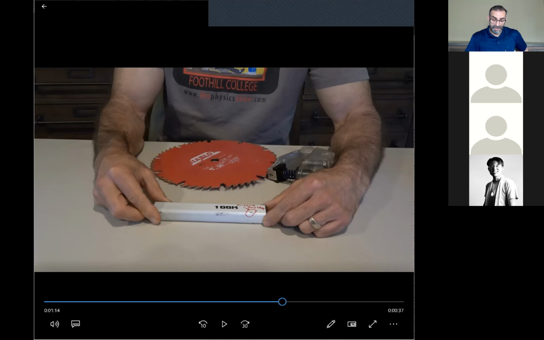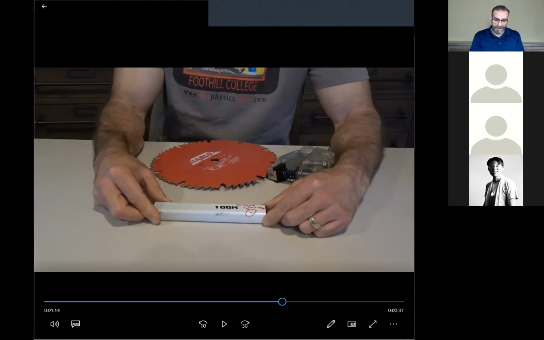The blade cannot be used again, and the safety mechanism cannot be used again. The safety mechanism costs about $80. That little spring-loaded chunk of aluminum, you have to replace that. The blade, you'd have to replace that also. Depending on the blade, it could be anywhere from $40 to $100.